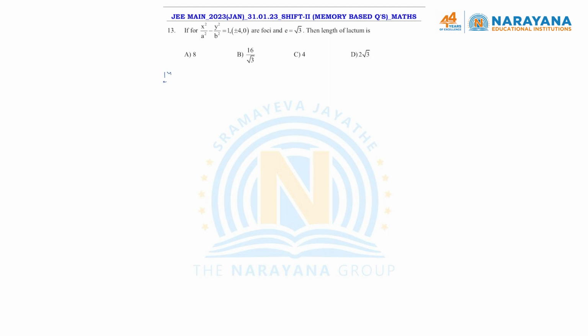Next is the ellipse question. Foci is given at plus minus 4 comma 0, which means ae is 4. And since eccentricity is root 3, you will get the a value as 4 by root 3. Hence you will get the b value, that is b square equal to a square, that is 16 by 3, into e square minus 1, since it is a hyperbola, so 3 minus 1. So b square is 32 by 3.